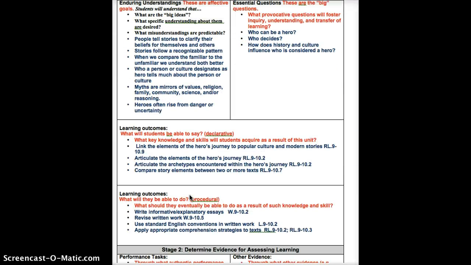For the declarative, I want my students to be able to link the elements of the hero's journey to popular culture and modern stories. I want them to see that these are not separate, that this has gone through stories through time, that we can trace the hero's journey straight through to today.